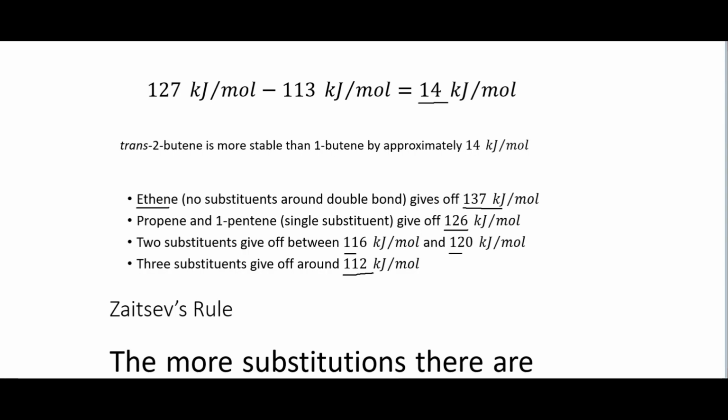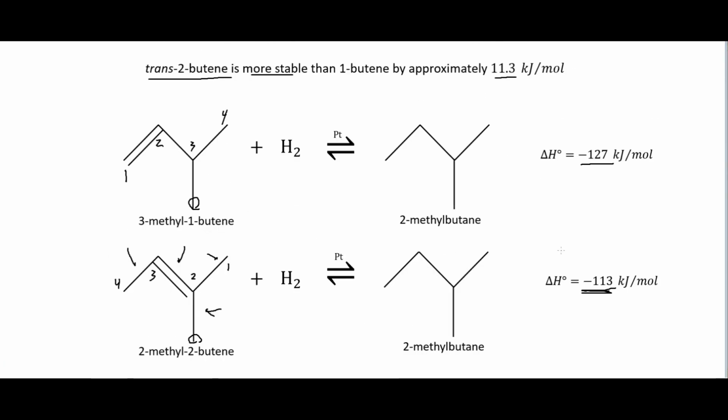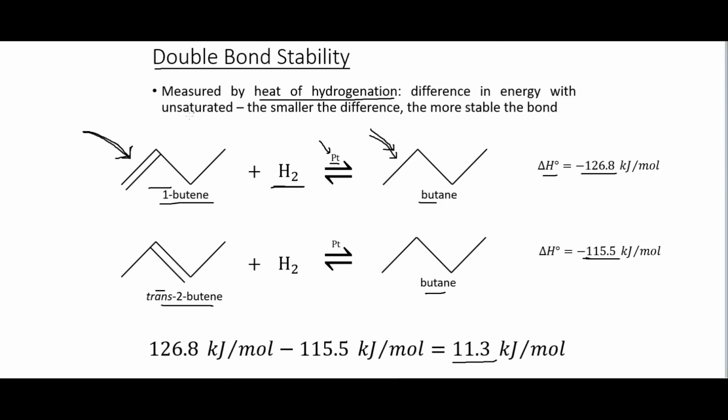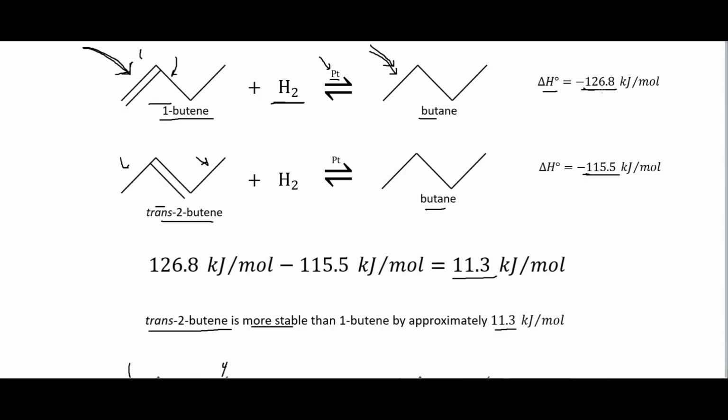And so this is where we get what's called Zaitsev's rule, which is that the more substituents there are on a double bond, the more stable the double bond. And that's what we see up here, where this has just one substituent coming off right there. This has two substituents coming off of it. Again, this has just one, which is why this is approximately the same as this.